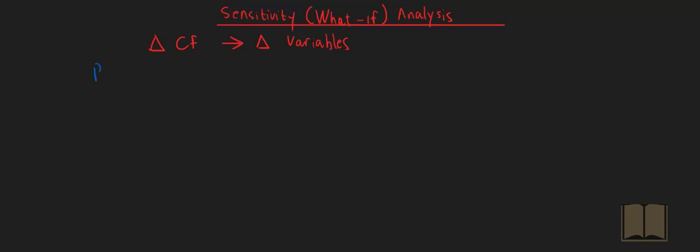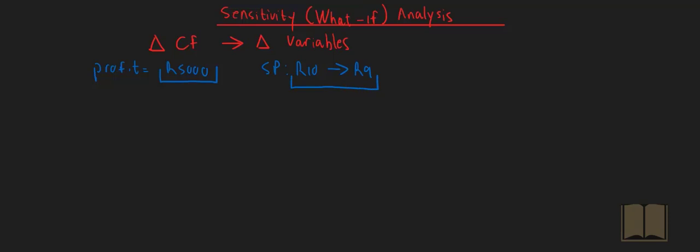So let's say I've got profit, and my profit is 5,000 Rand. What will happen to this profit if I take the selling price from 10 Rand to 9 Rand? In other words, how sensitive is my cash flow, how sensitive is my profit to a change in one of the variables, the variable here being the selling price.